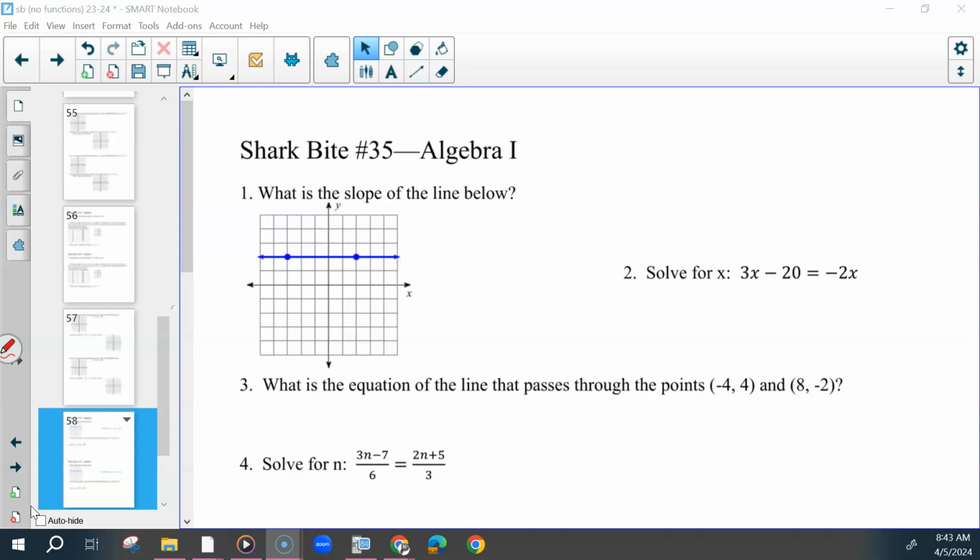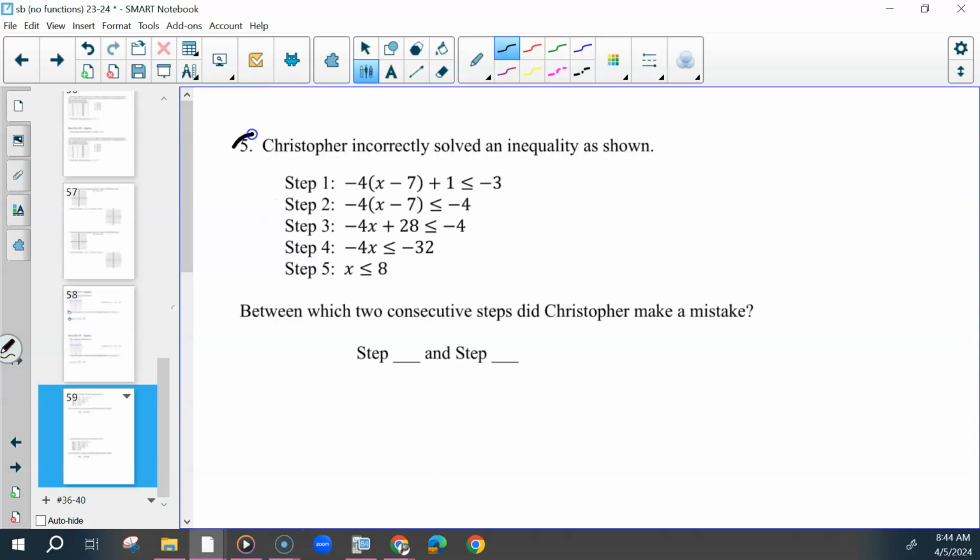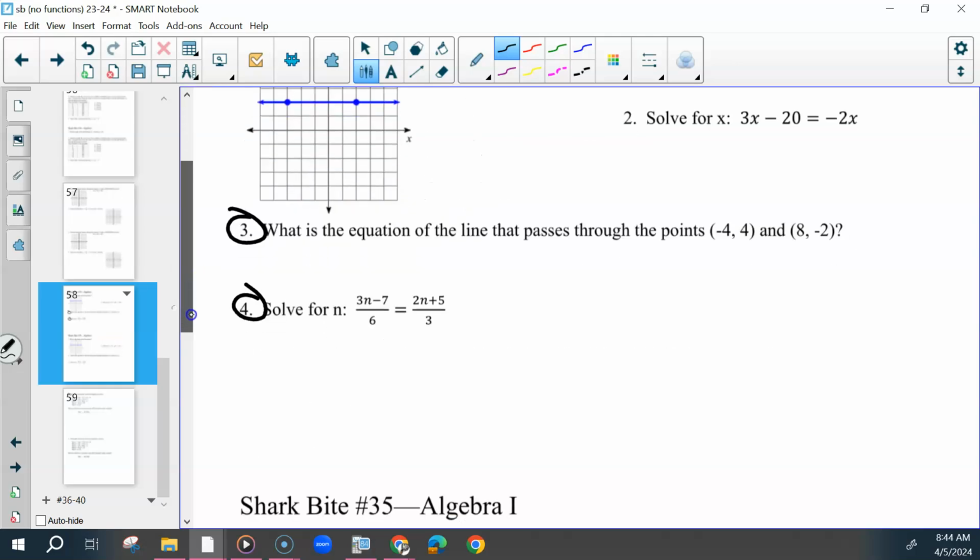I'm seeing majority 4, 5, and 3. So we'll do those. And 3 and 4 can be done on Desmos, and then we'll talk about 5.